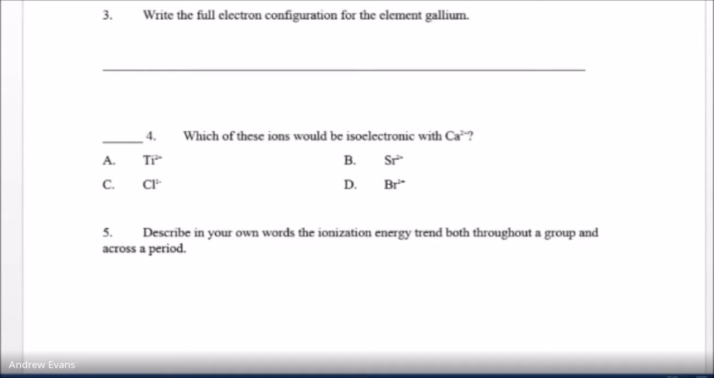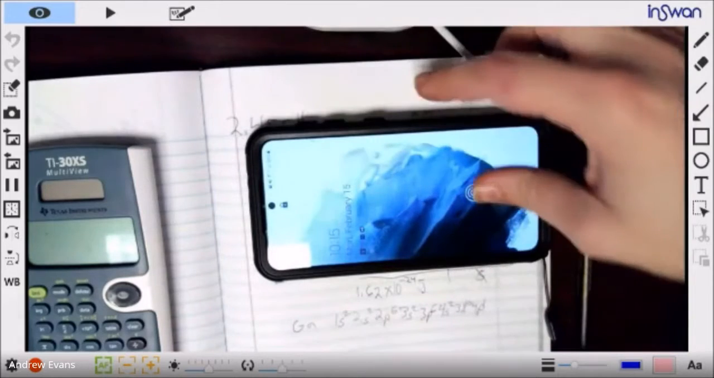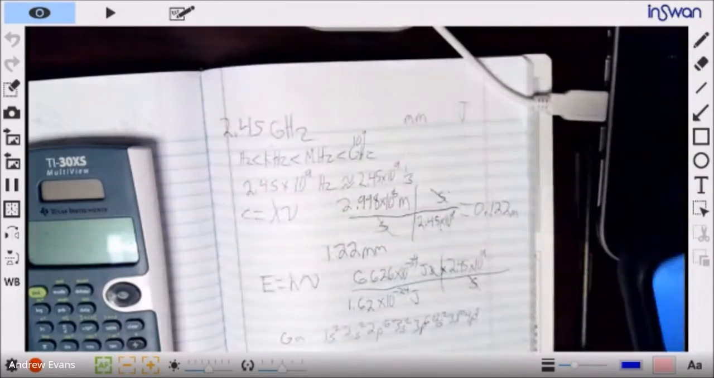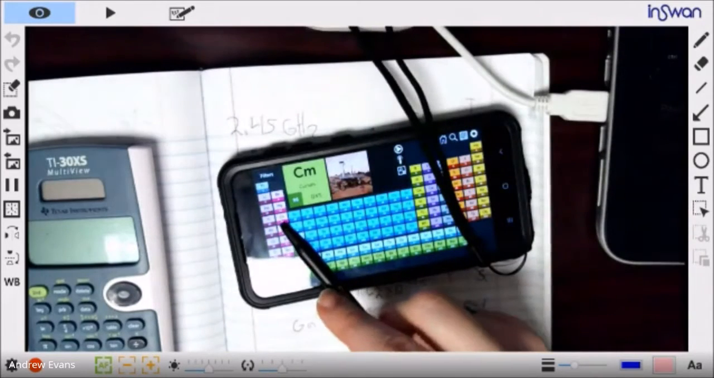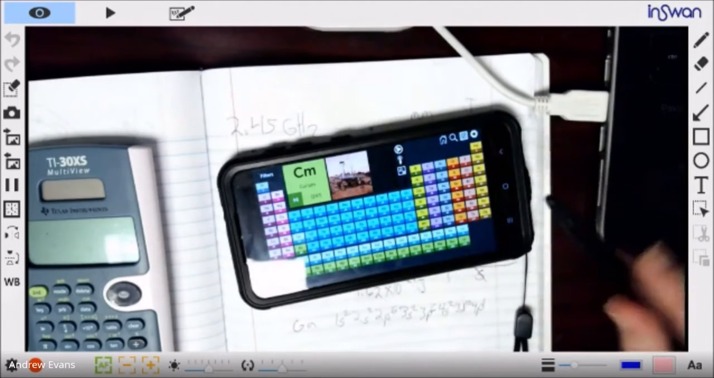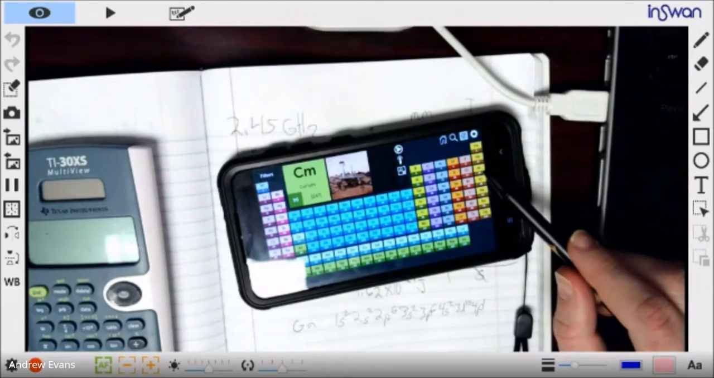Which of these ions would be isoelectronic with calcium? Isoelectronic means same number of electrons. Which of these would be isoelectronic? So let's look at the periodic table again. Calcium is right here. So 2 plus means it's going to have the electron configuration of argon. So we have to figure out what would also have the electron configuration of argon.